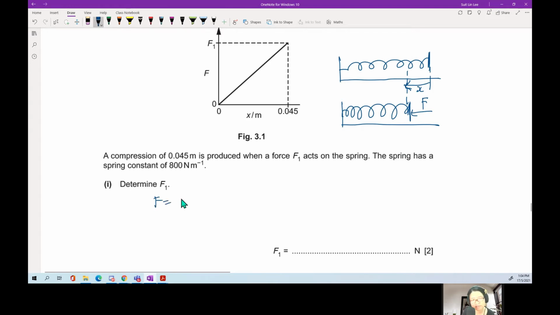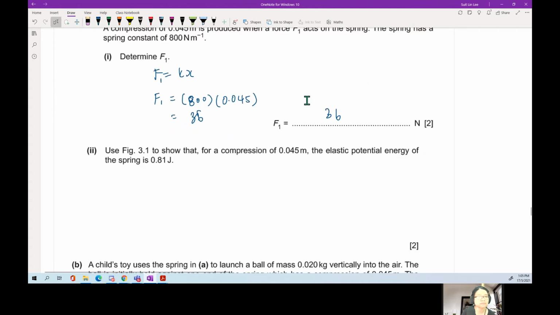Determine, this one, F equal kx, our good old Hooke's law. So F1, do we have the spring constant? Yes, 800. F1 is when the extension is 0.045. So substitute 0.045. We can take 800 multiplied by 0.045. That will give you 36. Not bad. Easy 2 marks. You write F equal to kx, you get the answer. This one no need to think so much, okay?